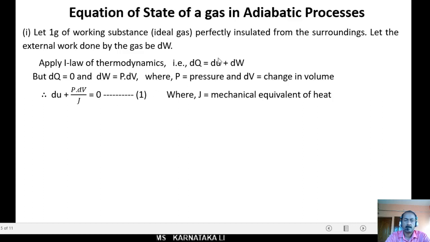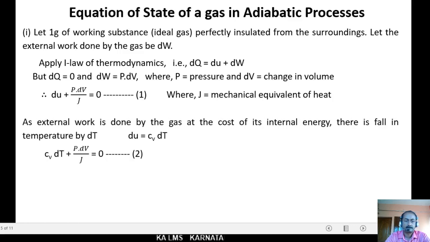Here the equation dQ equals dU plus dW becomes, when dQ equals 0, dU plus dW equals 0. dW means P into dV divided by J, where J is inserted in the denominator. J is the mechanical equivalent of heat, whose value is taken as nearly equal to 1. Let it be equation 1.